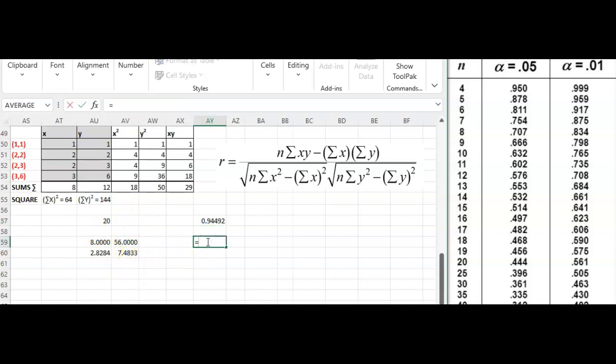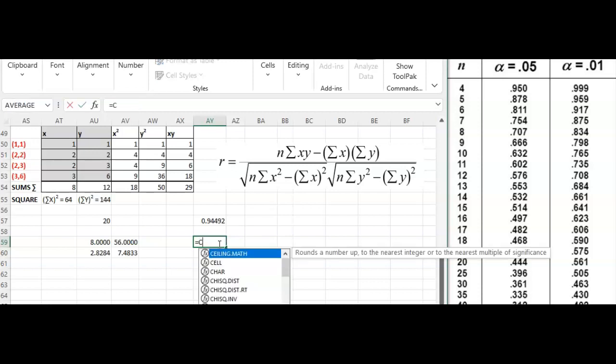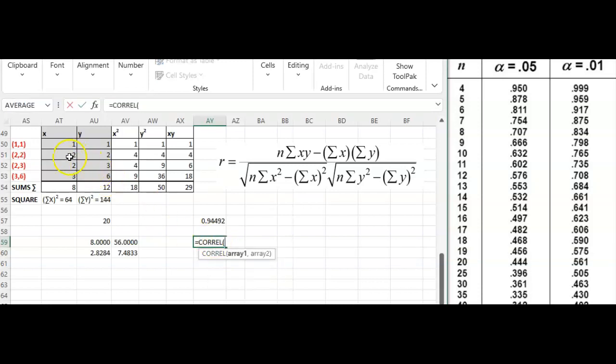Or we can just use the formula in Excel, CORREL. I have to highlight my X's, followed by a comma, highlight my Y's, hit enter, and 0.9449. It's probably because I don't have 5 decimal places showing there. But this is doing it manually. We get the same thing when we use the Excel formula.